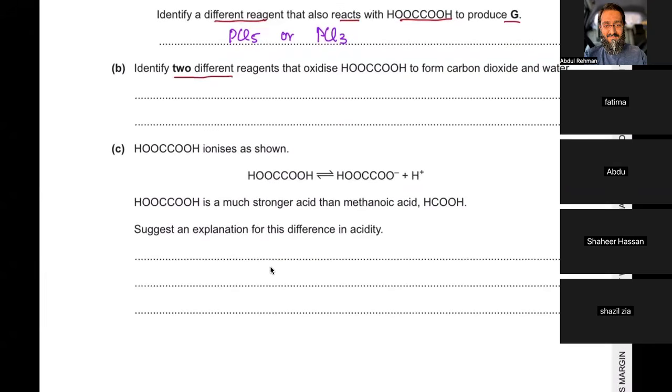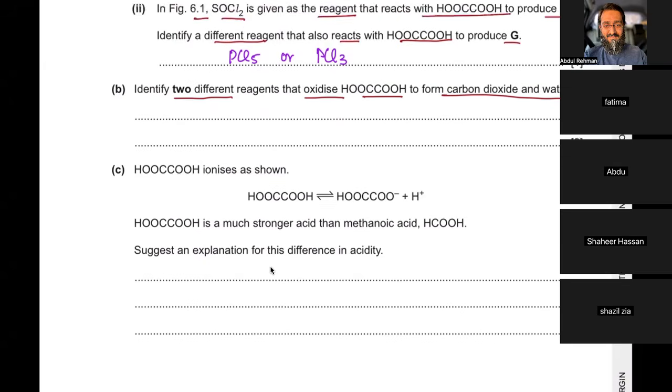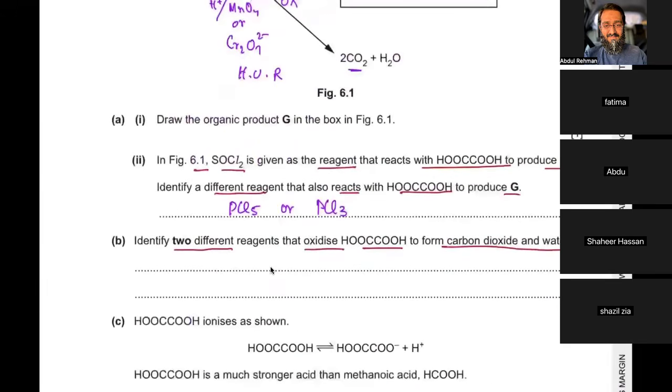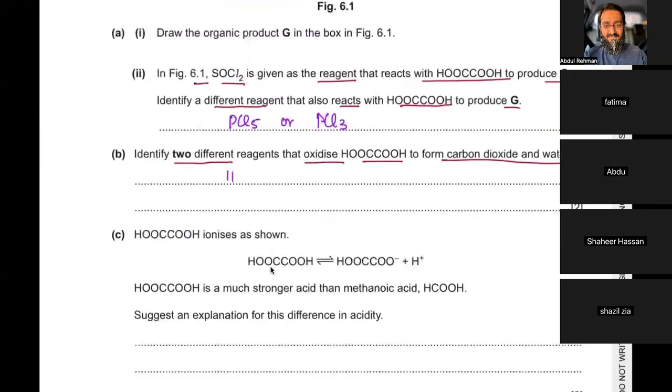Identify two reagents that oxidize ethanedioic acid to form carbon dioxide and water. Two different reagents. So one is acidified potassium manganate. Second is acidified dichromate.